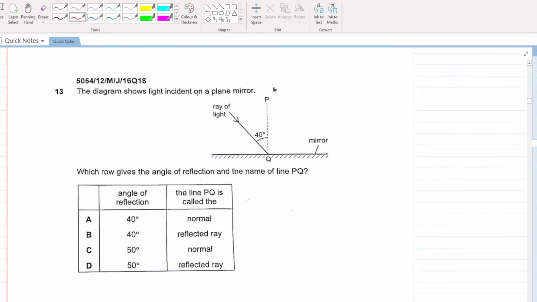Let's see this. The diagram shows light incident on a plane mirror. Which row shows the angle of reflection and the name of line PQ? This line PQ is your normal. And which row gives the angle of reflection? 40 degrees. A is your answer.